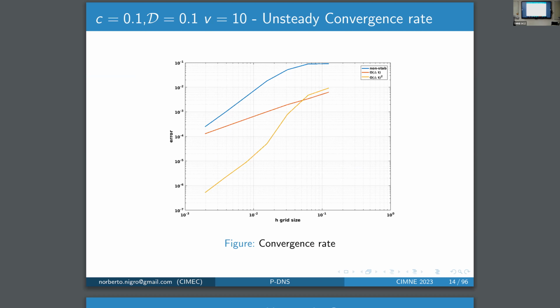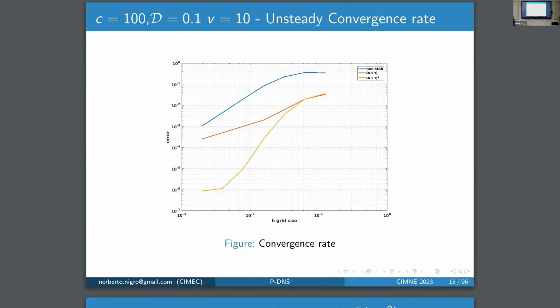This is an extension to unsteady problems. We solve the unsteady problems also, in this case in 1D, with a very interesting convergence rate. It's like three orders of magnitude, order H cubed, for different problems. Here, for example, C is the reaction number: a reaction number of 100 and a Peclet number of also 100. And also a reaction number of 1000 and the same Peclet.